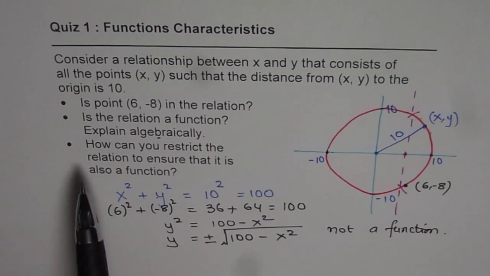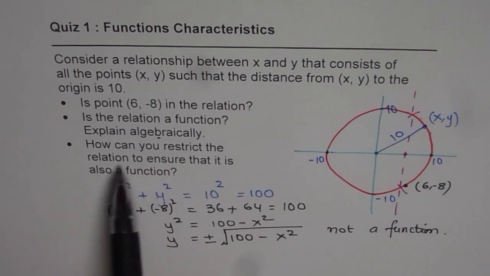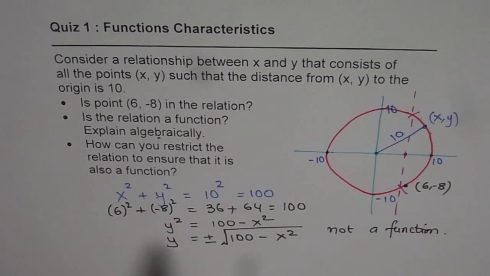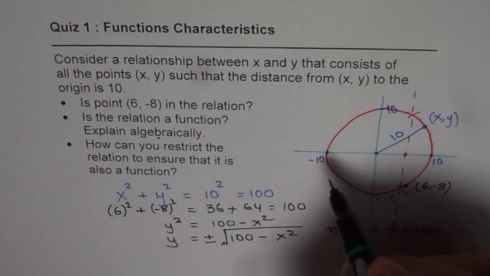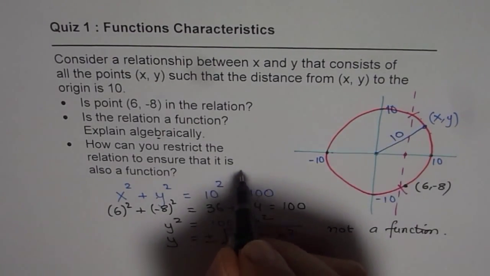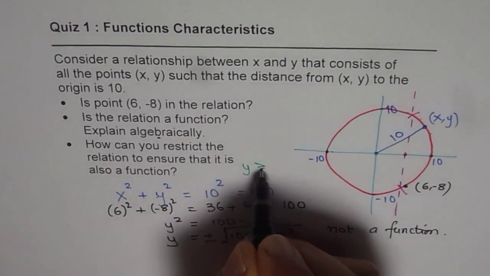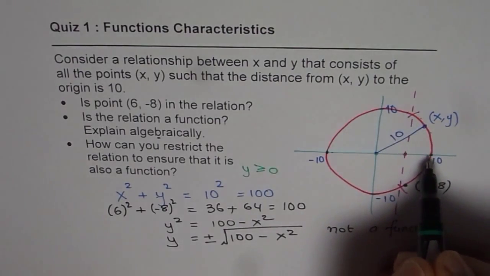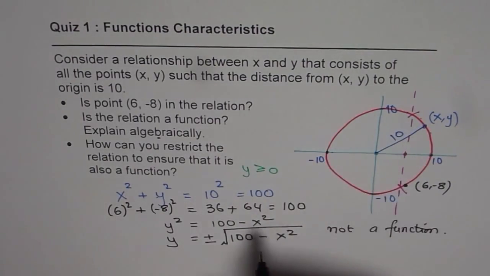Now the last part is how can you restrict the relation to ensure that it is also a function. Now the restriction you can do if you consider only one half of this circle. Do you understand? So if you restrict y to be greater than or equal to 0, then we are only considering the positive half of the circle. So the equation becomes only plus square root of 100 minus x squared. In that case it becomes a function.